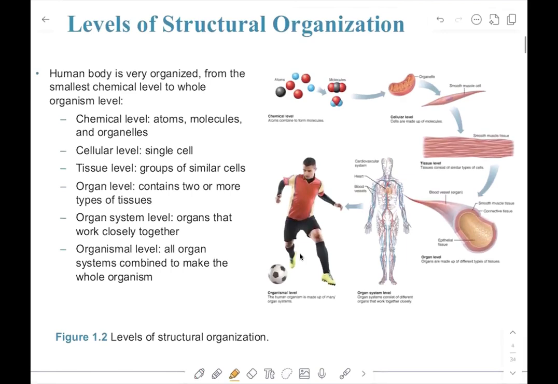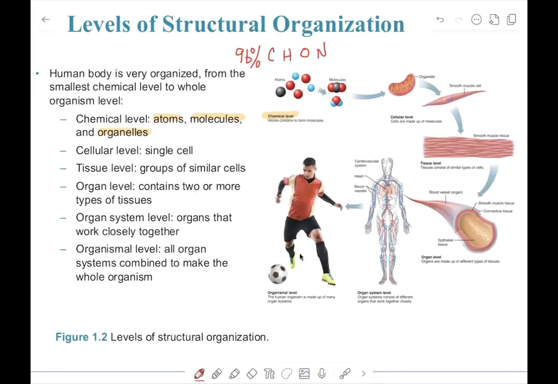When we talk about A&P, we need to know the levels of structural organization in order and what is contained within each level. So the human body is so complex. The first level, the chemical level, would include atoms, molecules, and organelles. And the most important atoms that you'll learn more about in chapter 2 are carbon, hydrogen, oxygen, and nitrogen. And they're important because they make up 96% of the human body.